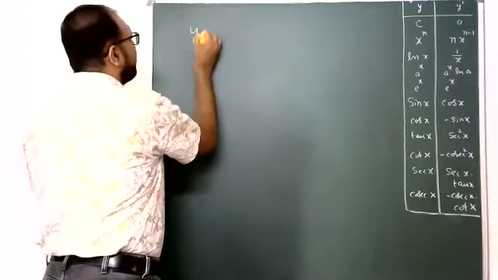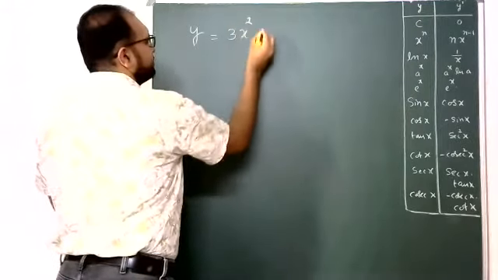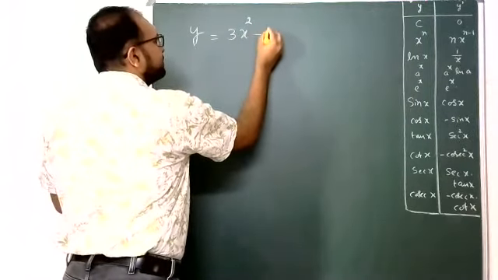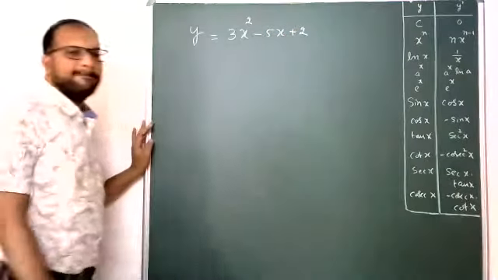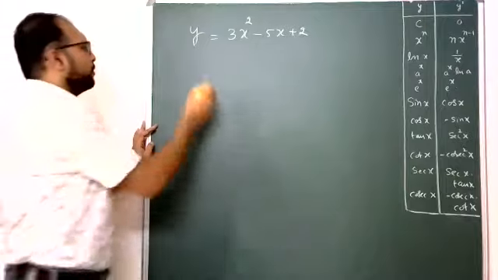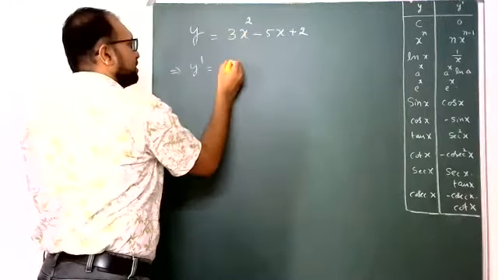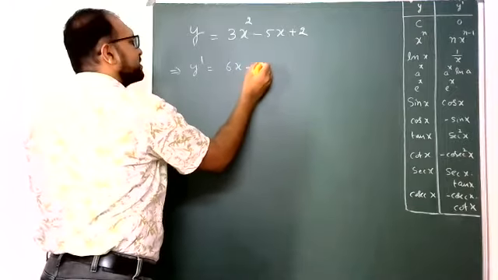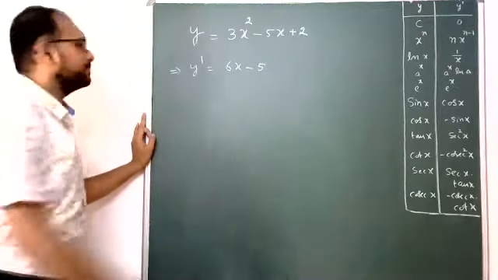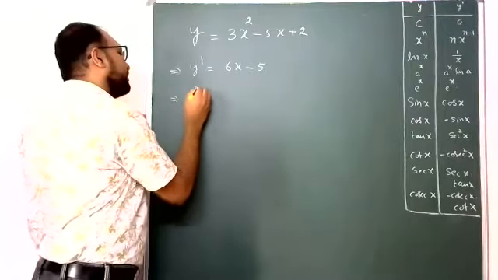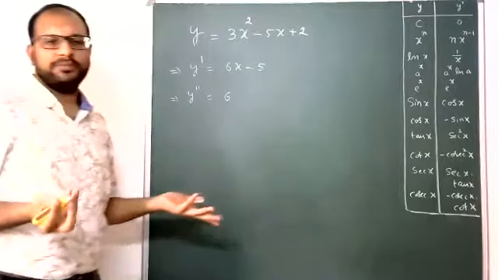Suppose, students, the first function is 3x square minus 5x plus 2. That is one function. What is the first derivative? Means one time differentiation: 6x minus 5 plus 0. This is the first derivative. What is the second derivative of this? Only the 6, because the derivative of minus 5 is 0.